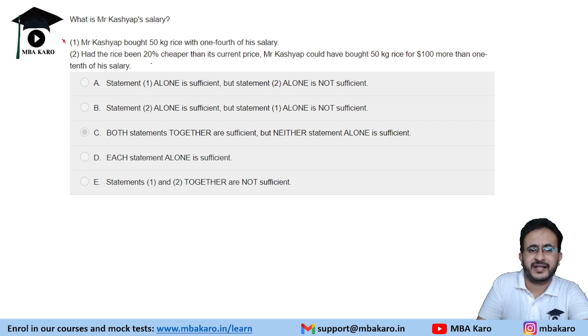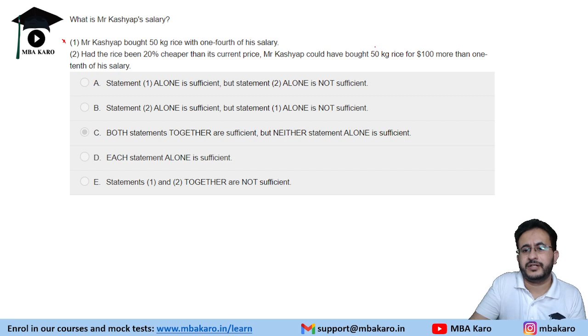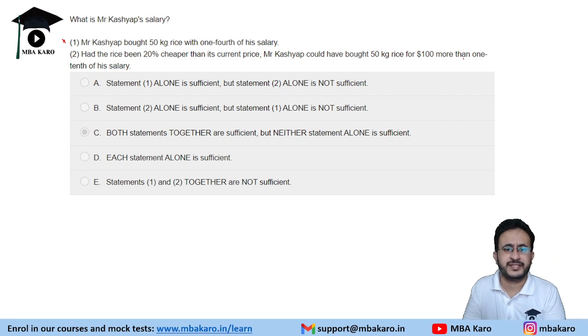Second says had the rice been 20% cheaper than its current price, Mr. Kashyap could have bought 50 kg rice for $100 more than 1/10 of his salary. Okay, so it says that had the rice been 20% cheaper, he could have bought 50 kg rice for $100 more than 1/10 of his salary.